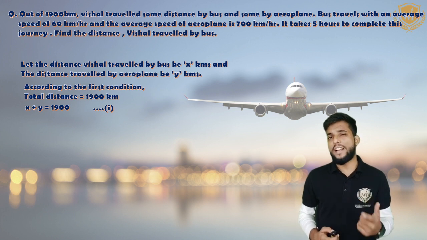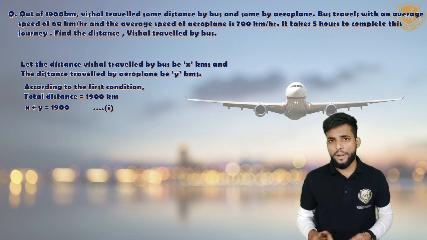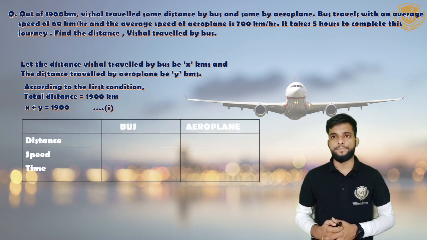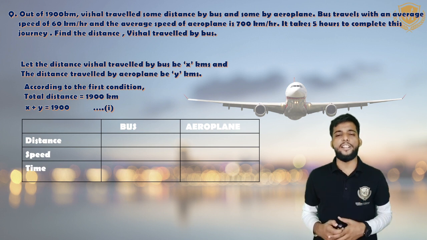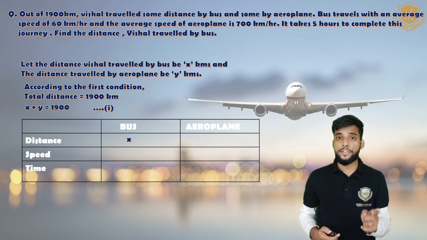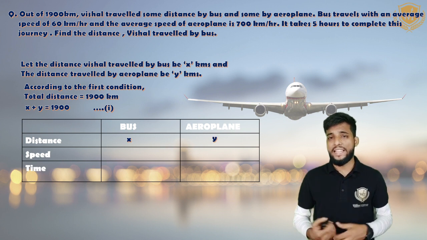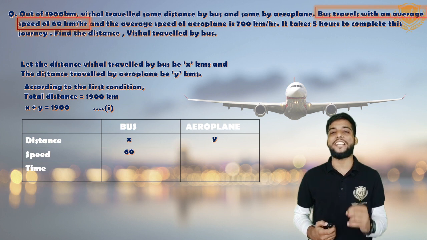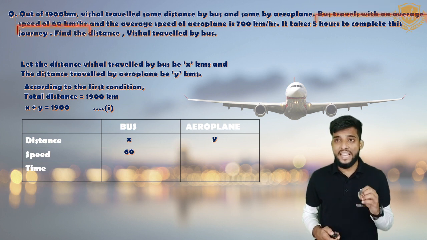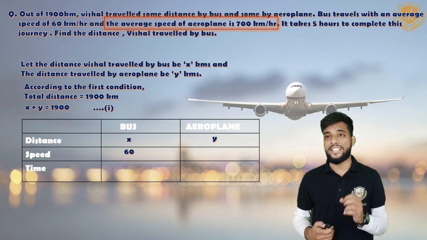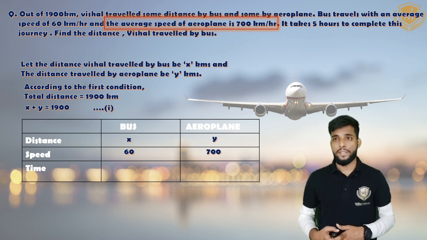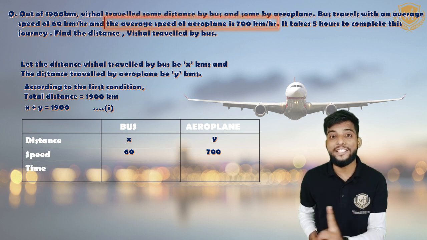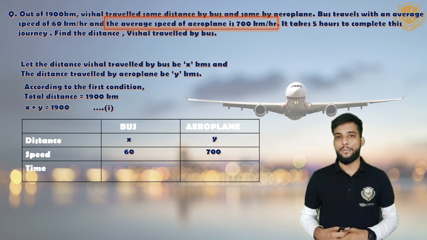Now students, to understand the second condition, let us form a table of speed, distance and time for both bus and an aeroplane. Now the distance travelled in a bus was x, distance travelled in an aeroplane was y. This we had assumed. The average speed of the bus is given as 60 kilometers per hour and the average speed of an aeroplane is given as 700 kilometers per hour. Distance we have, speed we have. The time is given for the entire journey. So we cannot fill the time over here directly.